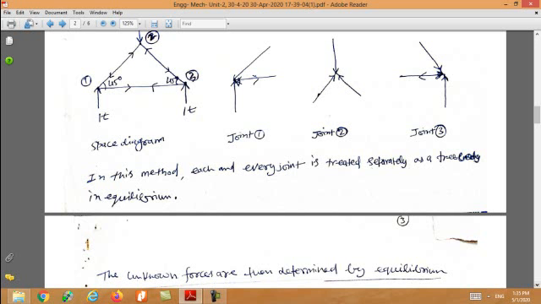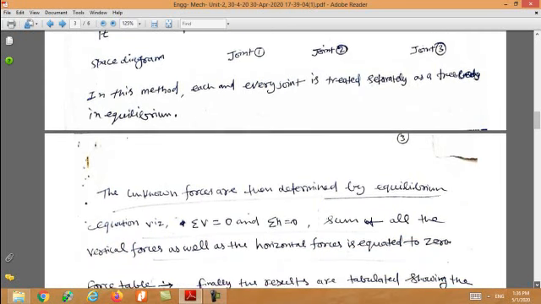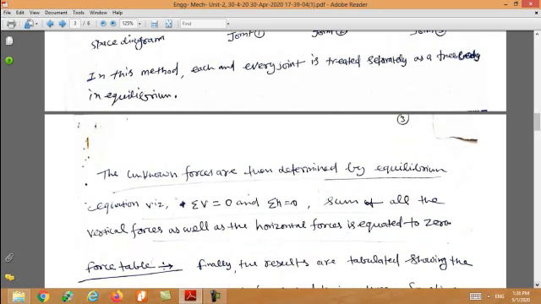In this method, each and every joint is treated separately as a free body in equilibrium. It means each and every joint we will treat as it is in the equilibrium condition. What are the conditions for the equilibrium? The summation of all the forces in the vertical direction and the summation of all the forces in the horizontal direction should be 0. So on the basis of these equations, we will find the forces and their nature.